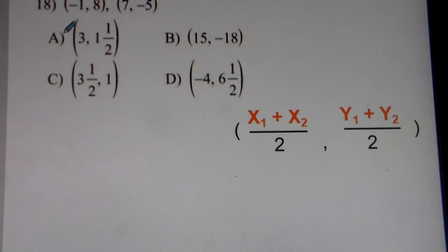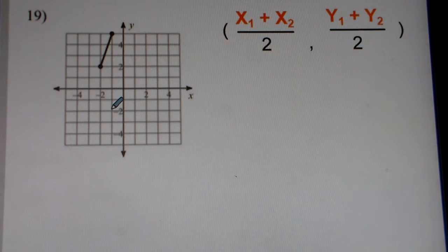18, same story. Negative 1 plus 7 gets you 6. 6 divided by 2 gets you 3. 8 minus 5 gets you 3. 3 divided by 2 gets you 1.5. So 18's A.